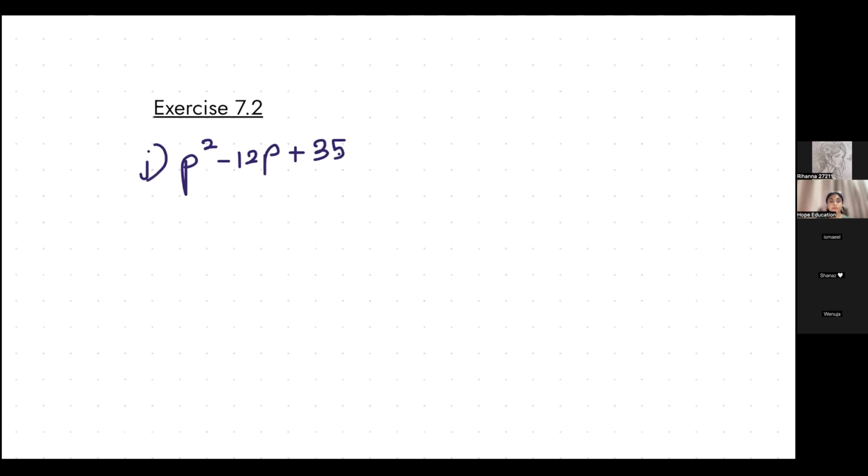Then AK, J, K and L. J is P squared minus 12P plus 35. Now you guys know the drill, right? We take the first term, P squared, and multiply it by the last term, 35. You get plus 35P squared. Then you are going to see how this can be formed.